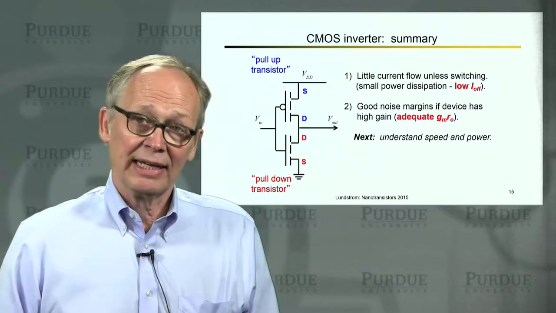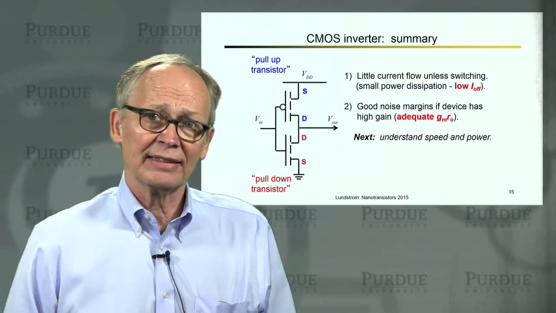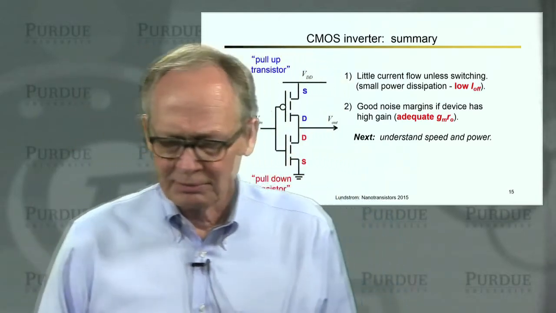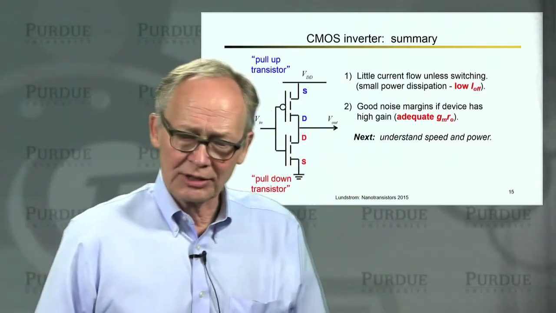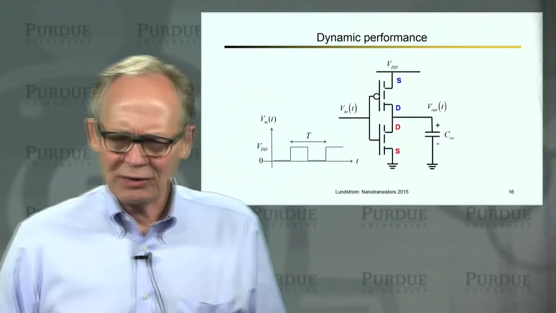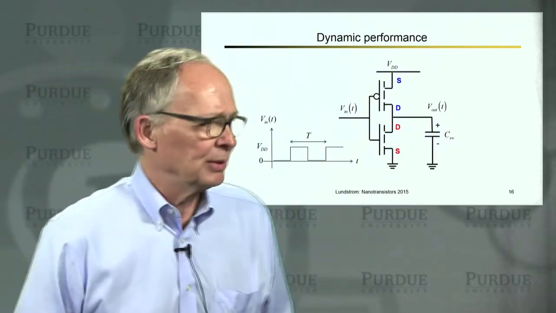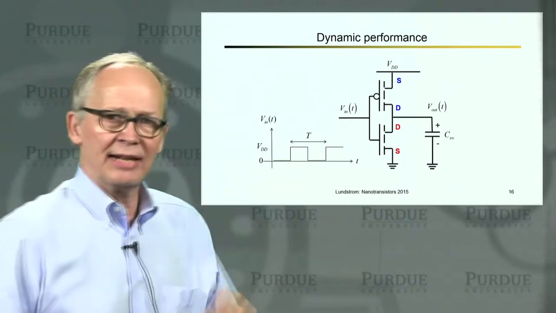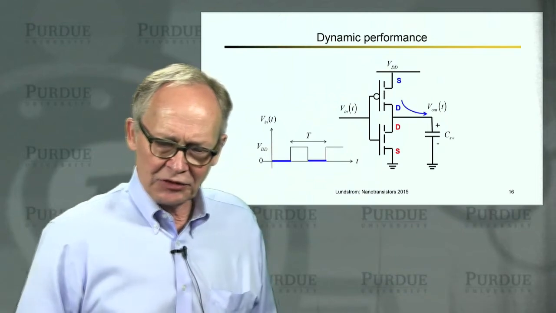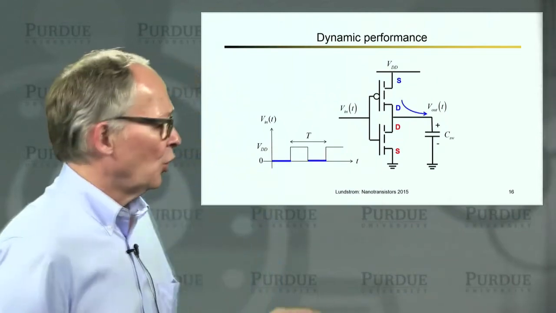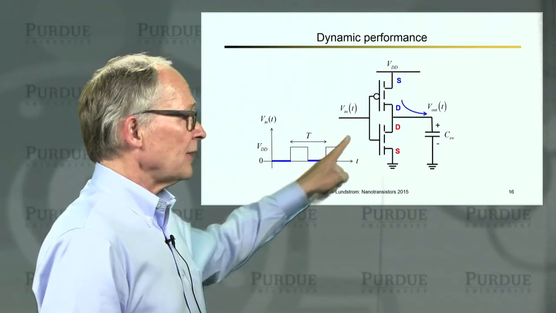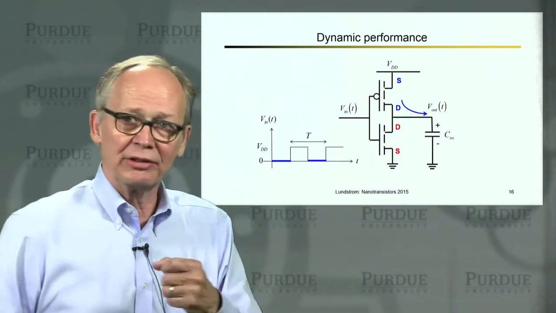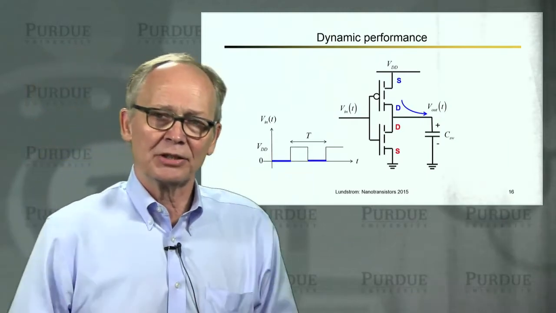So the next thing we would like to understand is that when we're switching this device, what controls its speed and what controls its power? Because those are important factors for CMOS circuits. So let's have a look at that. Let's look at the dynamic performance. So here we have an input signal with a period T that's switching in time between high and low. And we want to see if we can figure out what will happen. So when this signal is low, the PMOS transistor is turned on. We pump charge through the PMOS transistor into the capacitor, and the capacitor charges up.